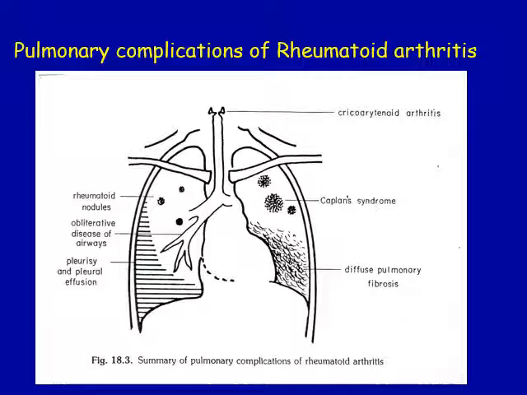Here are the pulmonary complications of rheumatoid arthritis. The commonest one is diffuse pulmonary fibrosis, which mainly affects the base of the lung, or it can cause rheumatoid nodules, a benign condition.